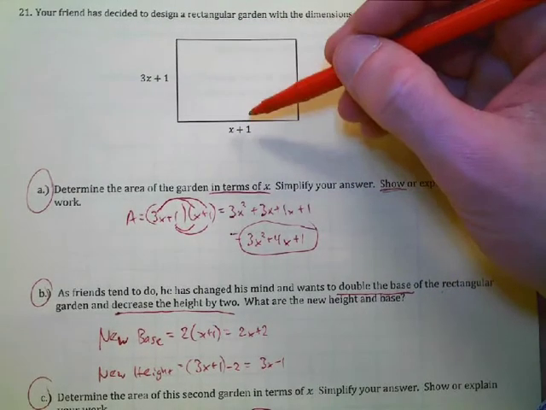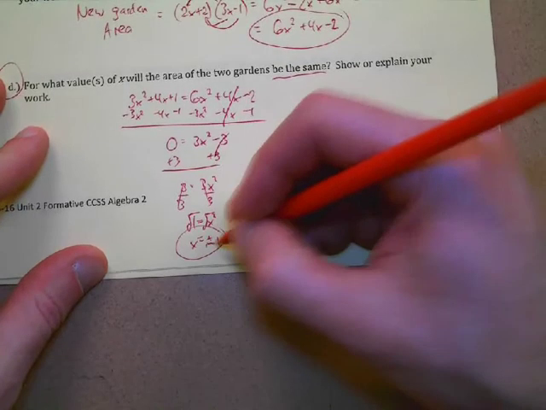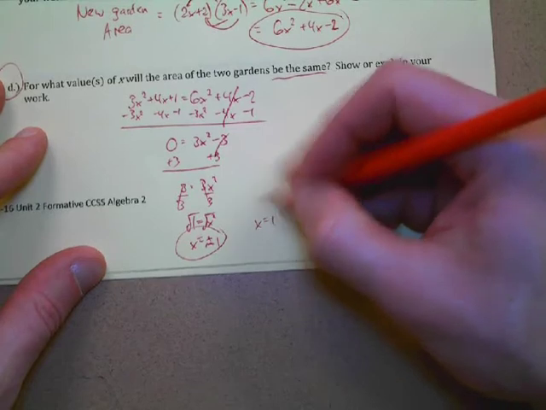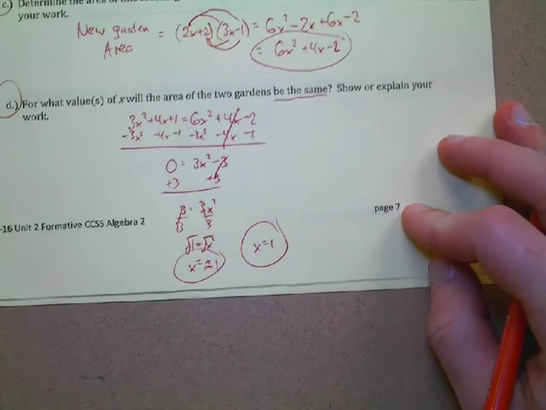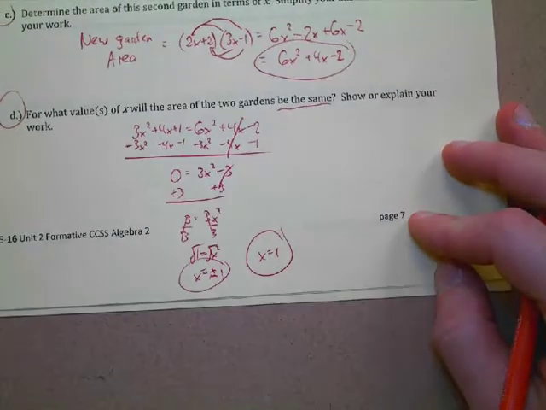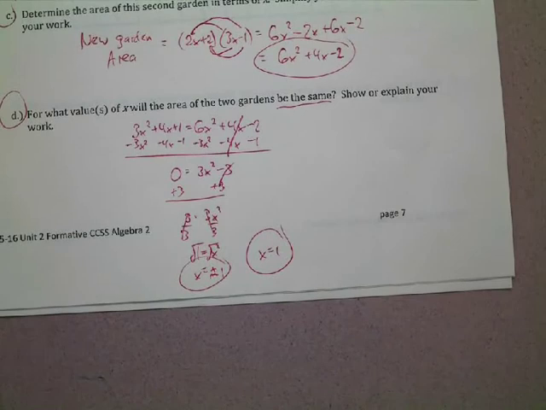Yeah, so x equals negative 1, we have a negative dimension here. Sorry, I see what you're saying there, Luke. Yes. We have a negative dimension here, we have a 0 dimension here. That garden wouldn't exist. So we're going to throw out the negative 1, and only x equals 1 will be our solution there, because negative 1 does not make sense in the context. It wouldn't make a garden.